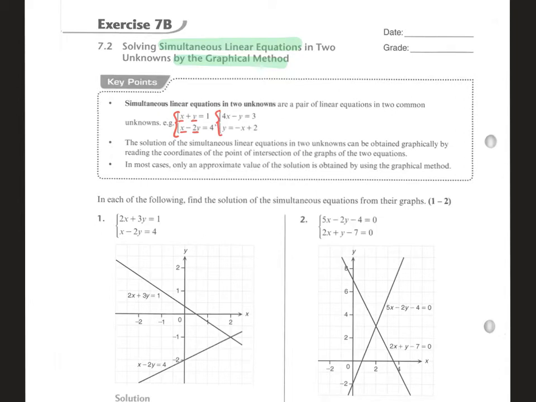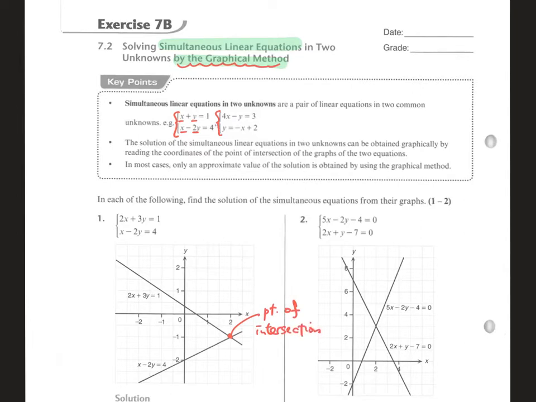The second way is to see how it can be solved by the graphical method, which is to see where the lines intersect each other. This point is called the point of intersection, which gives you the answer when you solve the two equations.